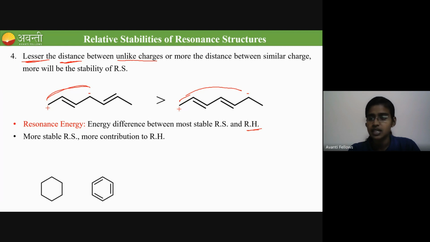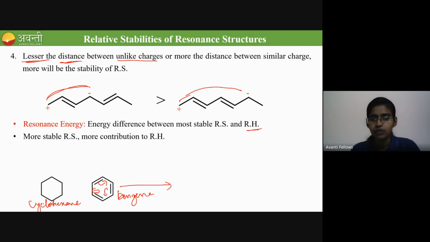Now you can see there are 2 compounds. The first compound is cyclohexane and the second compound is benzene. So in cyclohexane, there is no delocalization of electrons, right? Because there are no pi electrons. But in case of benzene, we have 3 pi bonds and the delocalization of electrons occurs.